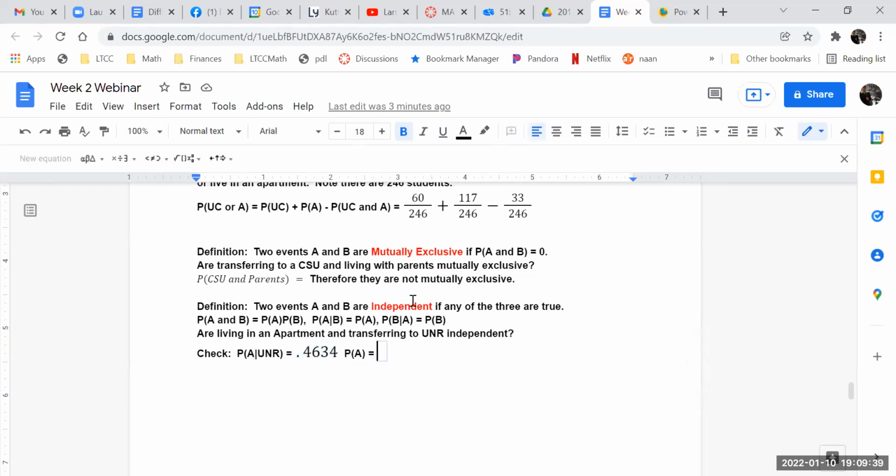Probability of living in an apartment, we already did that. That was 117 over 246. Let me make sure you know how to do it. Put 117 over 246, stick that in your calculator, tell me what you got, put it in the chat box. So what is 117 divided by 246? Maybe a few decimals, that's all you need.